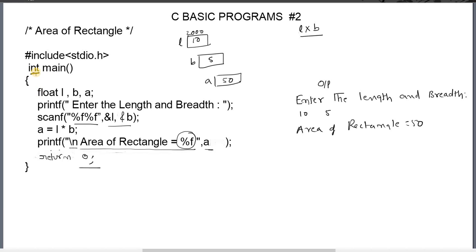Main is a function name. Int is a return type. It indicates what type of value is returned by the function. Here 0 is returned, so the return type is int. If you do not write the return 0 statement, we have to write void here, because it indicates there is no return from this function.